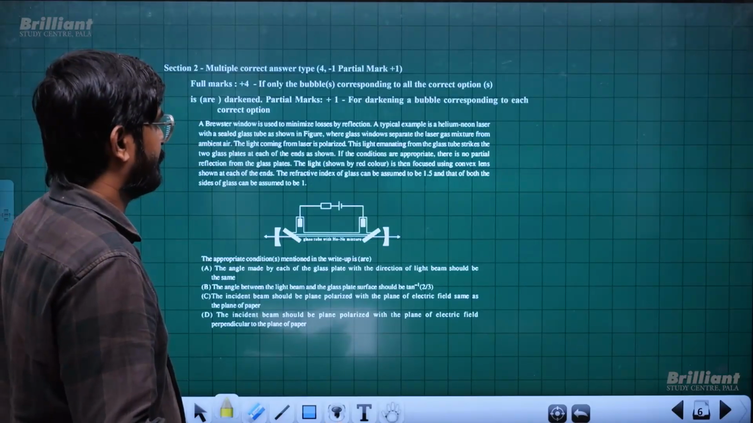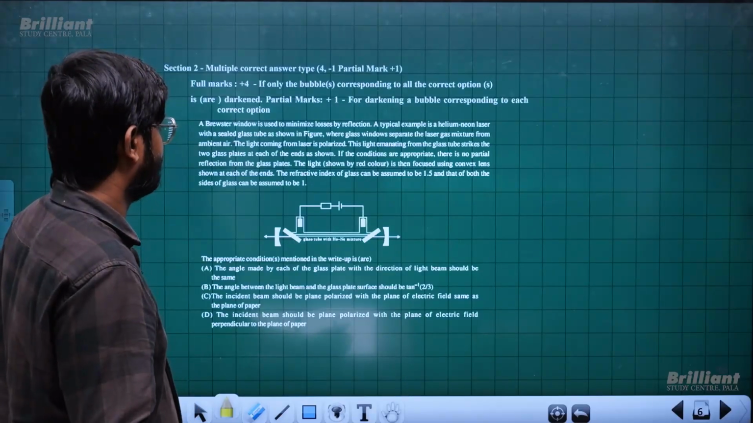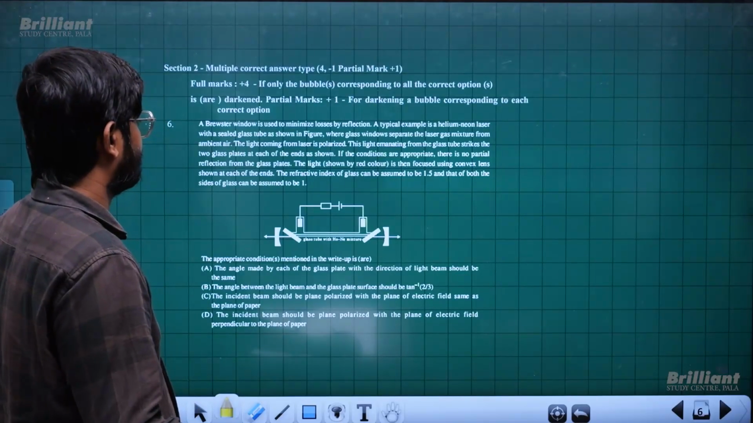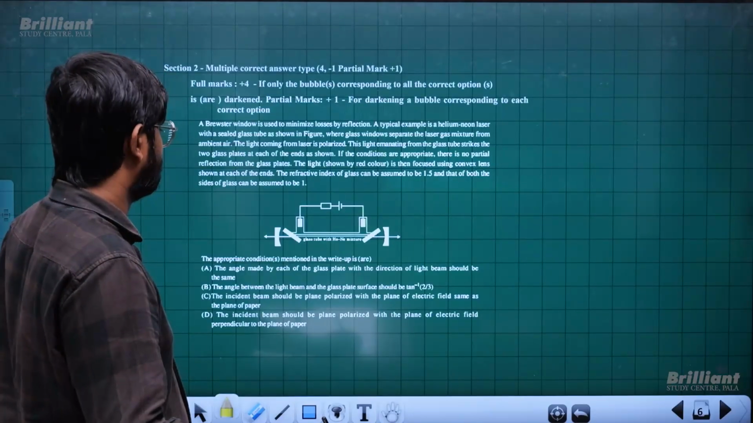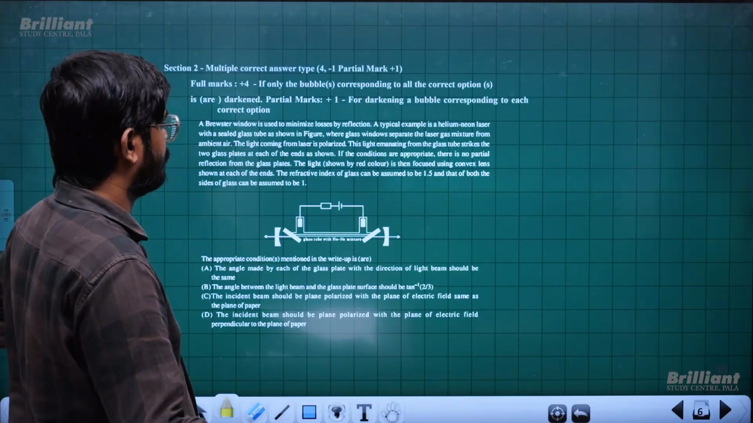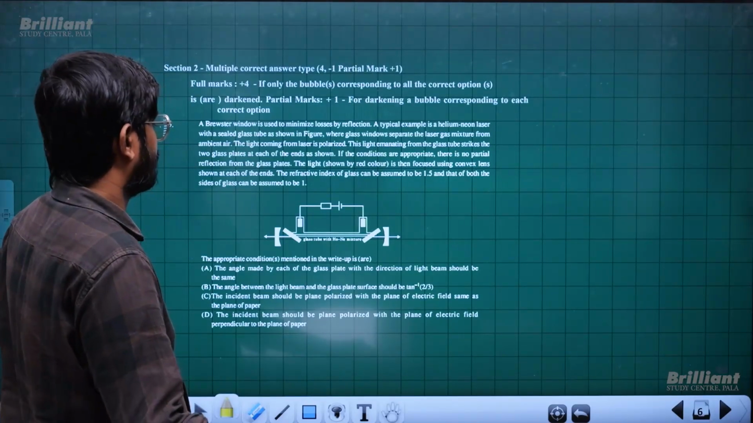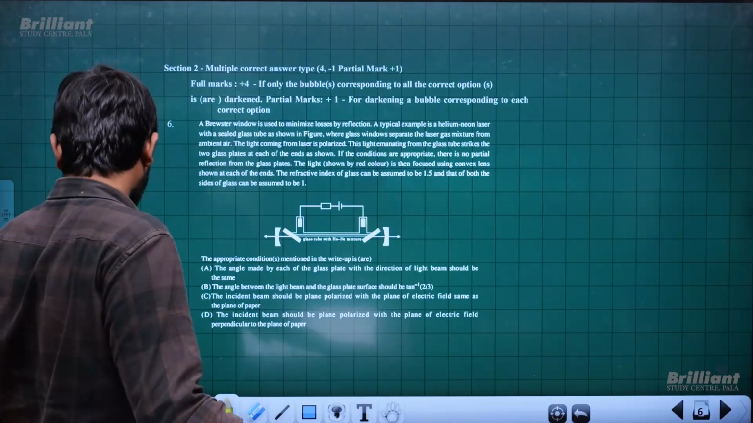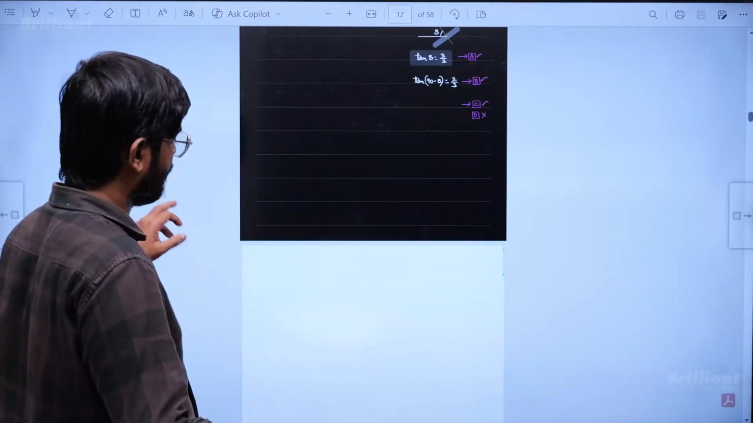This light emanating from the glass tube strikes two glass plates at each one of the ends. If the conditions are appropriate, there is no partial reflection from the glass plates. The light is focused using a convex lens as shown. The refractive index of the glass can be assumed to be 1.5, and that of both sides of the glass can be assumed to be 1. Now anyway, they said Brewster and all, so you should understand it has something to do with Brewster's angle and reflection.